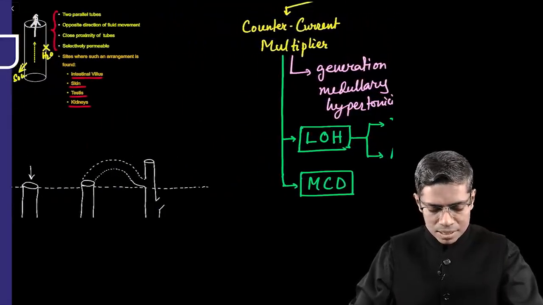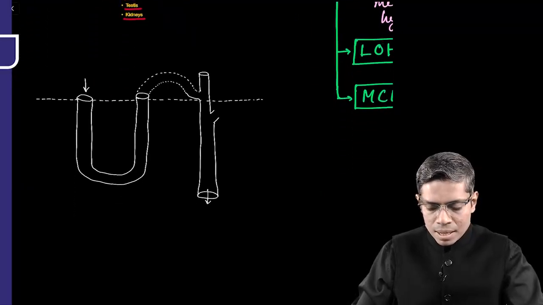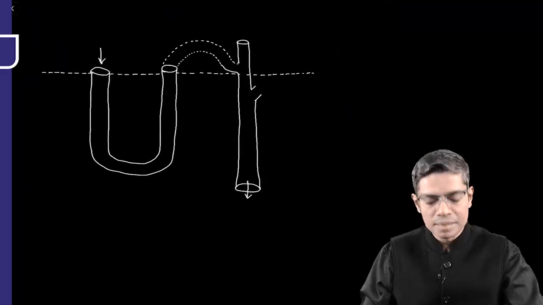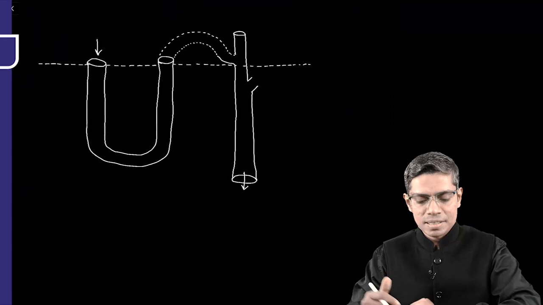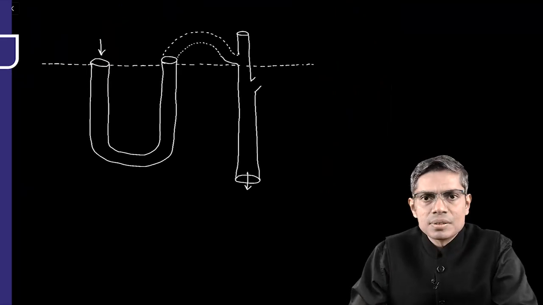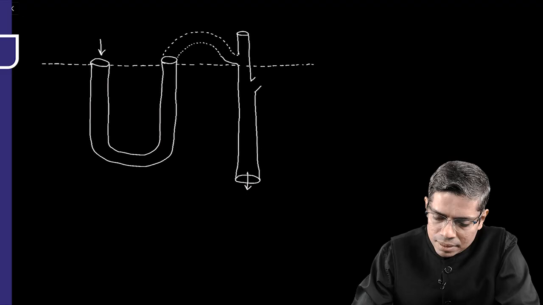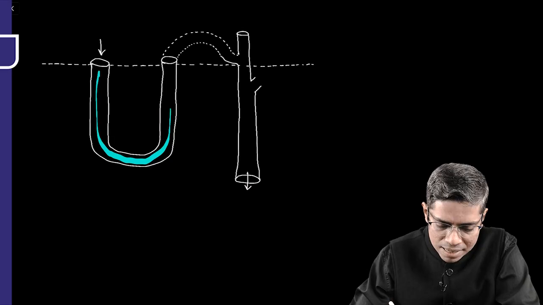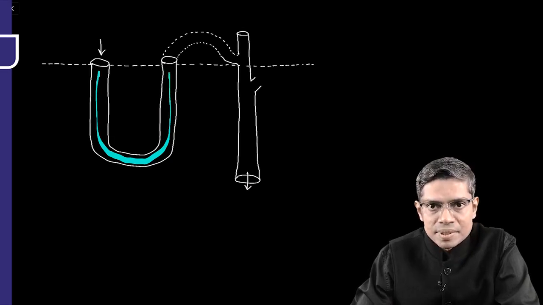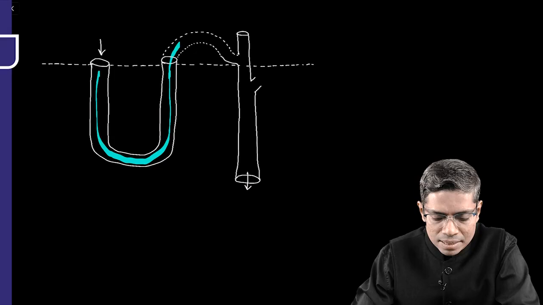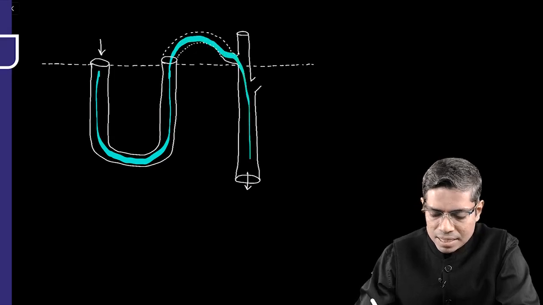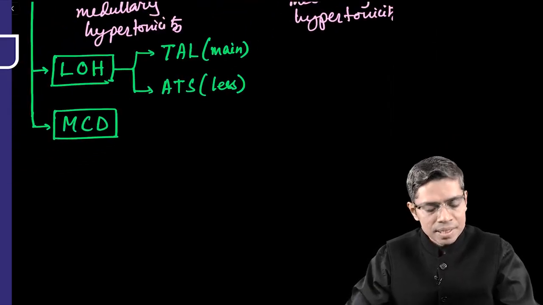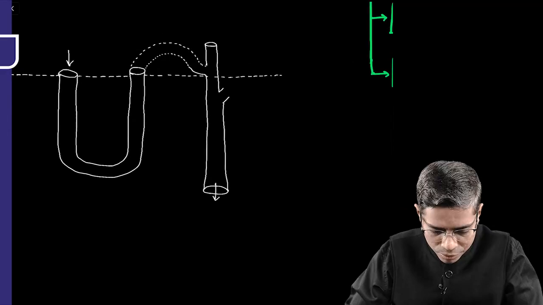So to understand this mechanism, I have already made one diagram here. Very easy diagram, as you can find out here. This is the part of the descending limb of the loop of Henle, this is the ascending limb of the loop of Henle, that is the ATL and TAL, and then this is the DCT, and then this is the collecting duct. I have not made the proximal convoluted tubule, I have not made the Bowman's capsule. So this is the diagram.